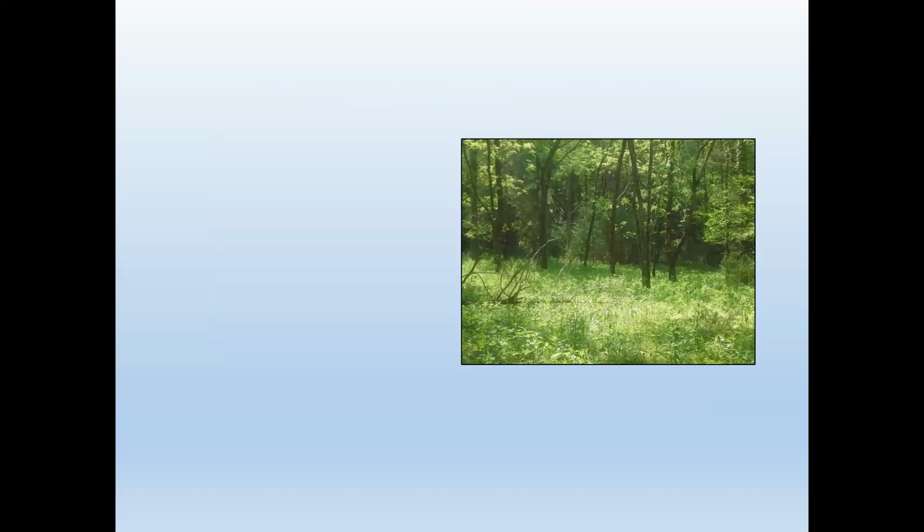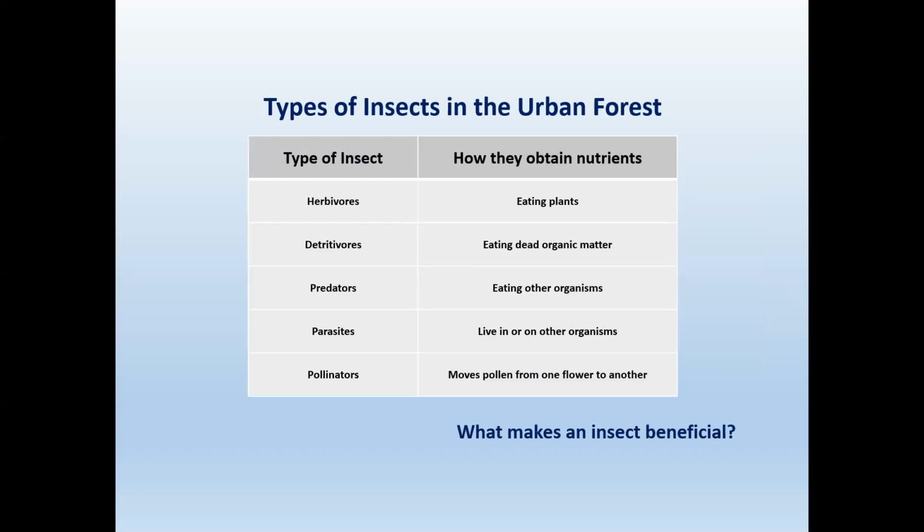And this picture here could show something that is located in a rural area, or this could be a vacant lot or the back of somebody's yard that's relatively unmaintained. And what's happening here? Well, there's different types of insects that are occurring in the urban forest. There's herbivores, and these are the ones that we typically think of as being, quote unquote, pest or bad because they eat plants. And we think that it's bad for an insect to be eating on a plant. And sometimes it is, and sometimes it isn't.